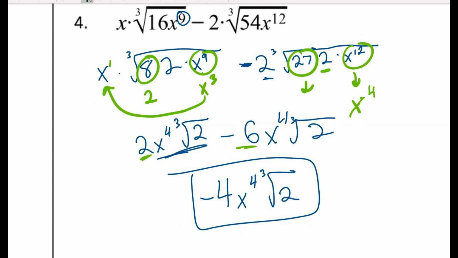So the hardest part about these is differentiating between your cube root rules and your square root rules. So remember that when you see that 3, the different rules are going to apply there.